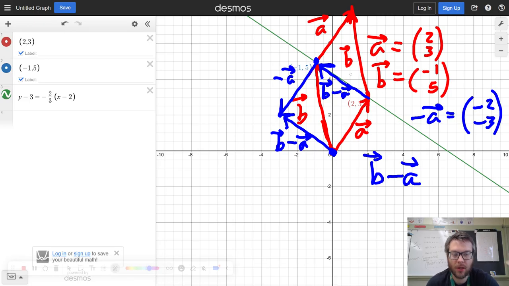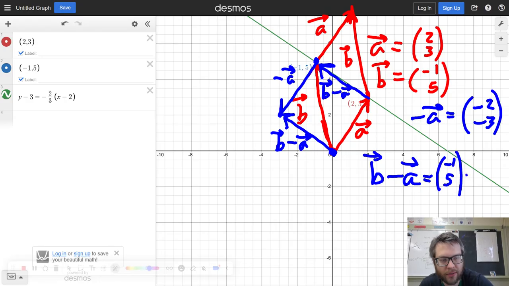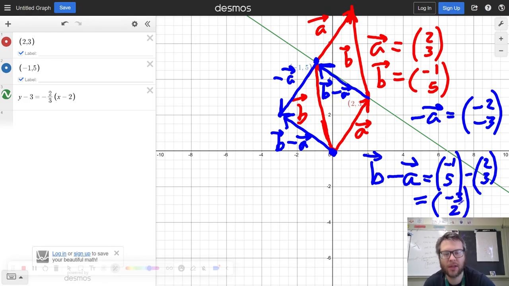Okay? So what I'm going to claim to you is that we can describe all the points on the line by using this idea of the vector b minus a. So let's think about what b minus a is. If you look at b and a, we have vector b, negative 1, 5, and vector a, 2, 3. Then subtracting the x's gets me negative 3. Subtracting the y's gets me 2. And this should look very familiar from our slope that we found earlier. It's just upside down of how you are probably used to it.